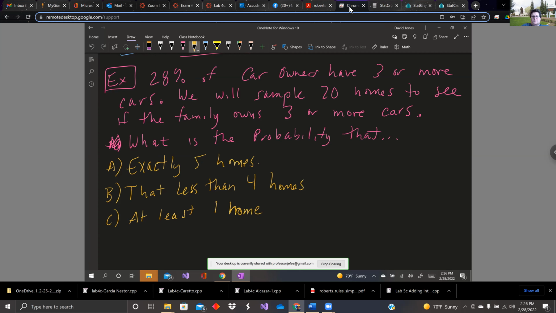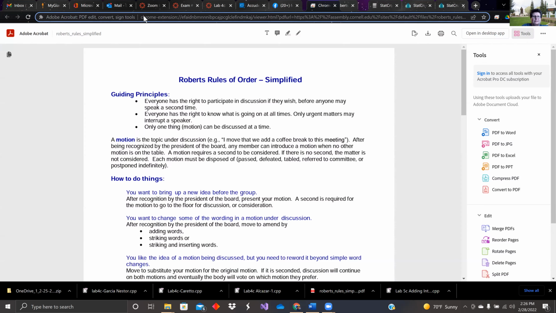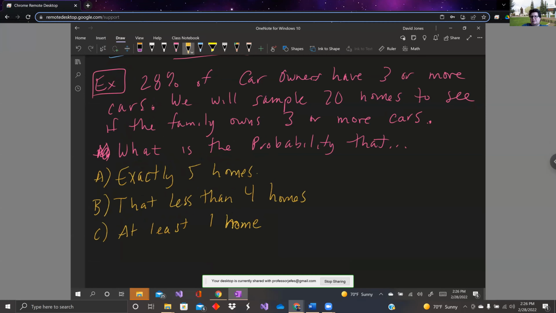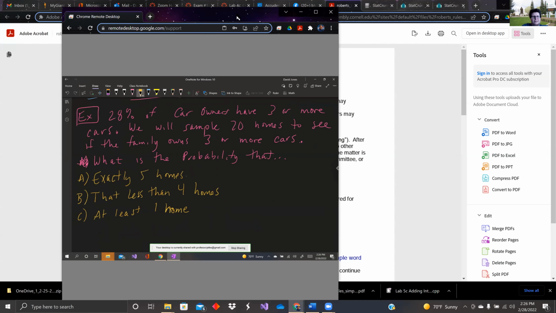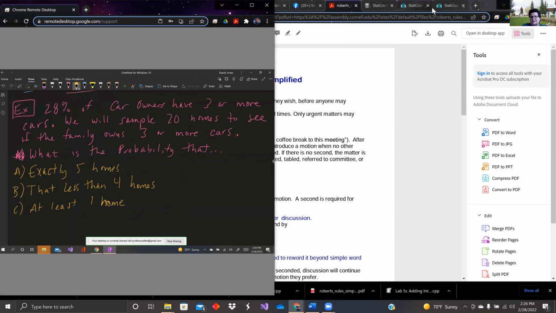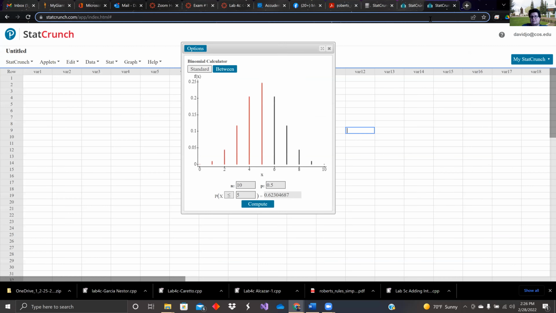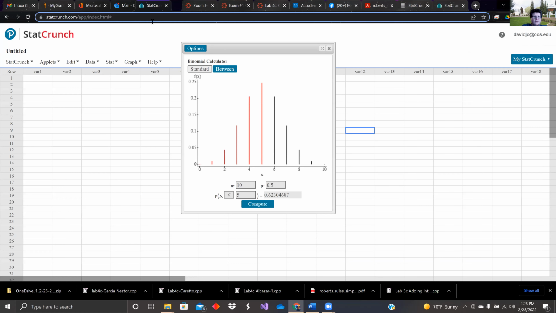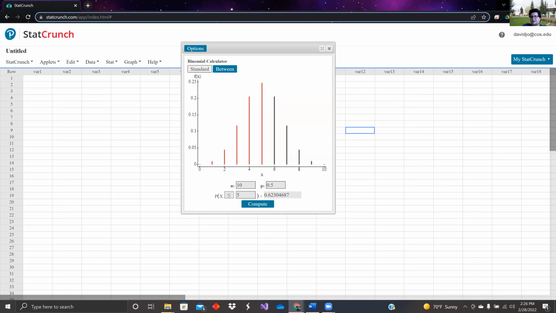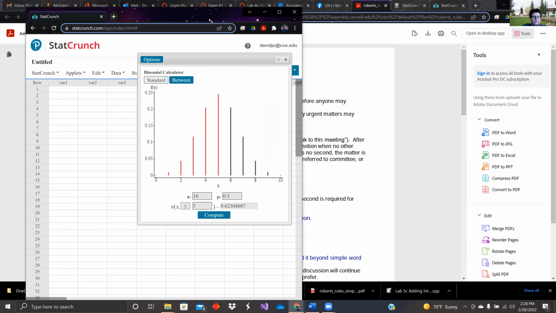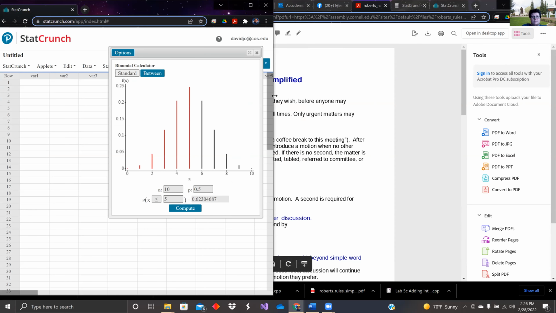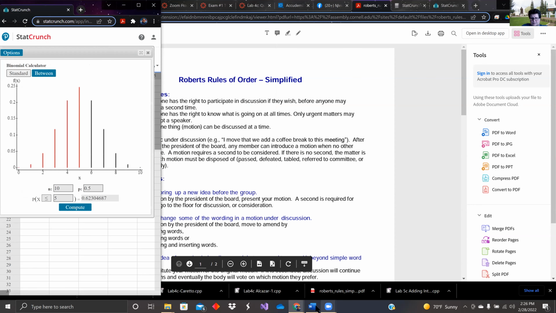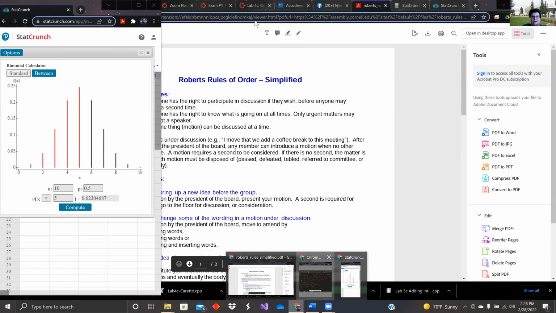Let's see if I can split this up and be clever. Can I go split screen? I almost want this one on the left. That's annoying. And then I'll put up my other writing over here on the right.